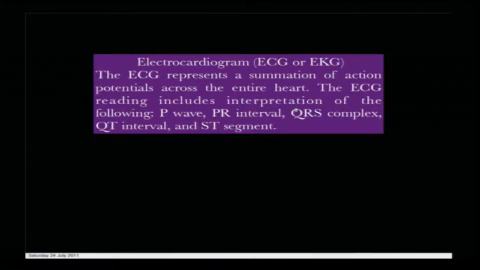ECG reading includes interpretation of the following: P waves. So, there are different waves that you see. If you go to the doctor, you will see a P wave, PR interval, QRS complex, QT interval and ST segment. Do not get worried, these words at this point will sound to you like Greek and Latin, but very soon it will be very clear.